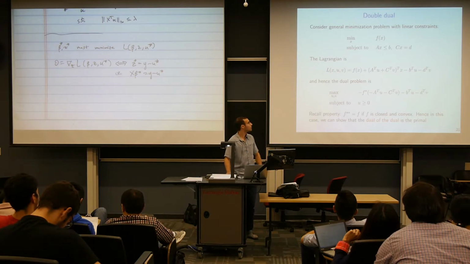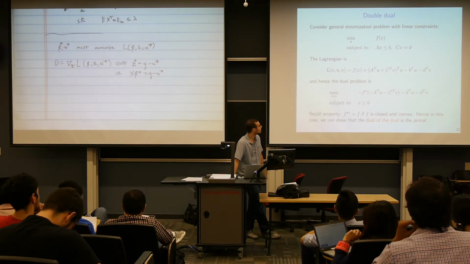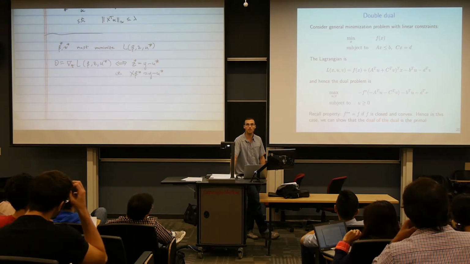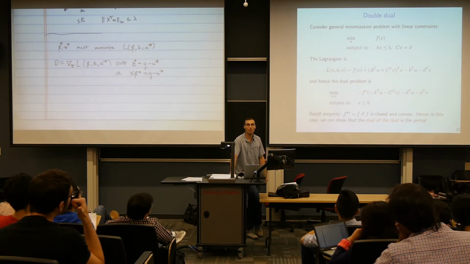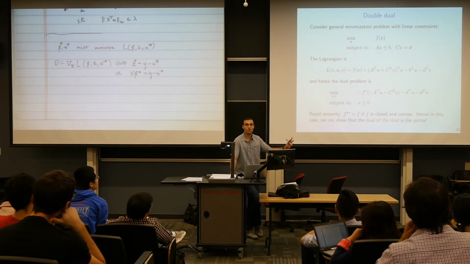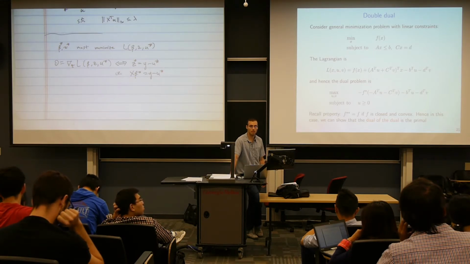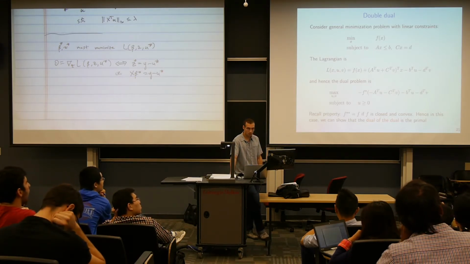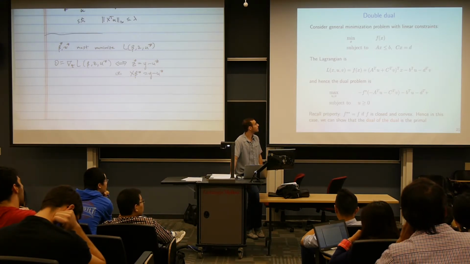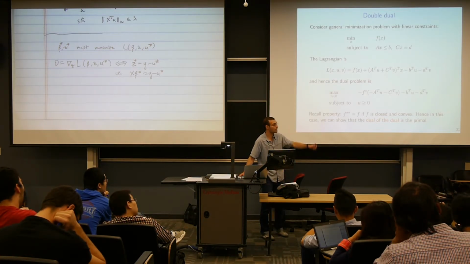So we've had this question pop up a few times. Here is a very simple proof. Actually, I didn't give you the other direction. Here's one half of the proof that the dual of the dual for this problem is indeed the primal. So let's consider a general minimization problem with linear constraints. So minimize any function you want subject to Ax less than or equal to b and Cx equal to d. We can form the Lagrangian, and we can go through the kind of typical derivation of the dual.